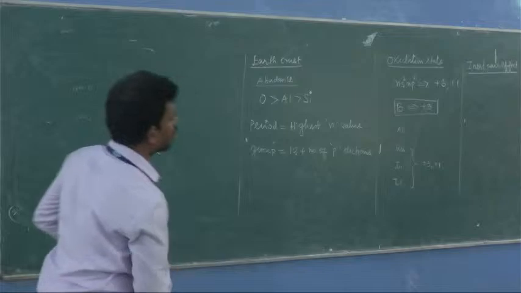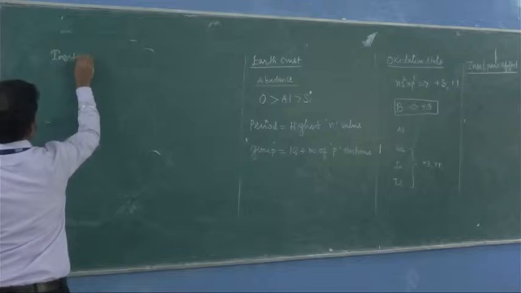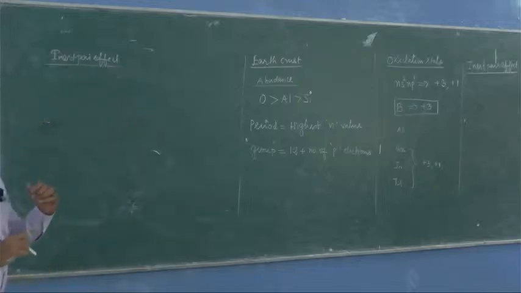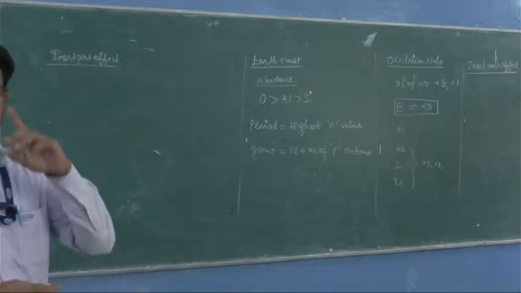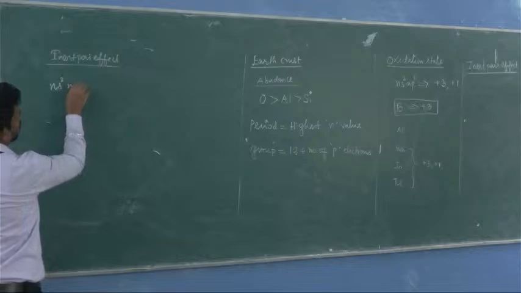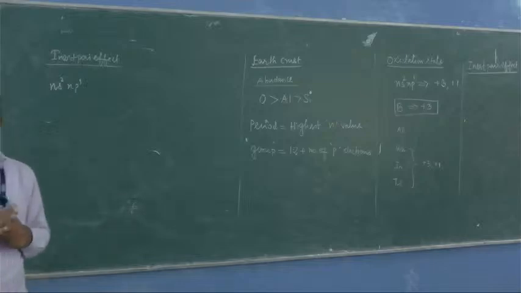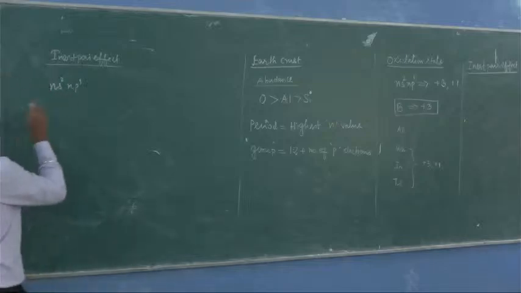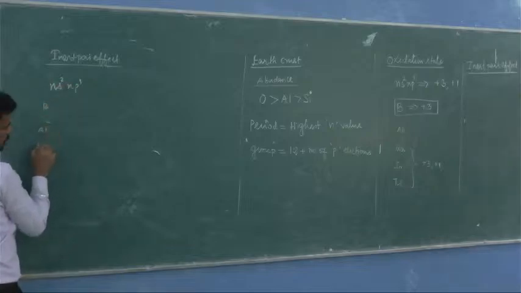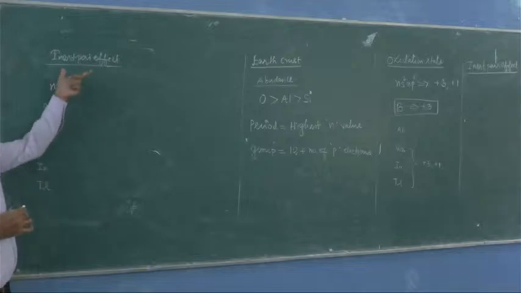Now you write inert pair effect. Is it clear? So inert pair effect means, listen carefully. For example, the general electronic configuration of group 13 is ns2 np1. Please note this. Down the group, that means boron, aluminium, gallium, indium and thallium.